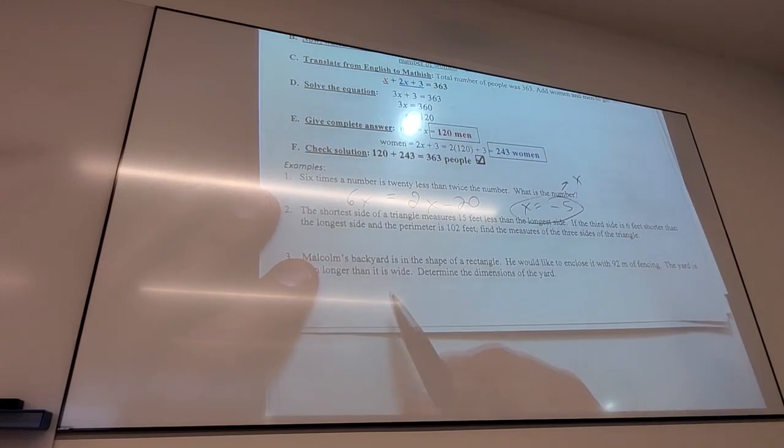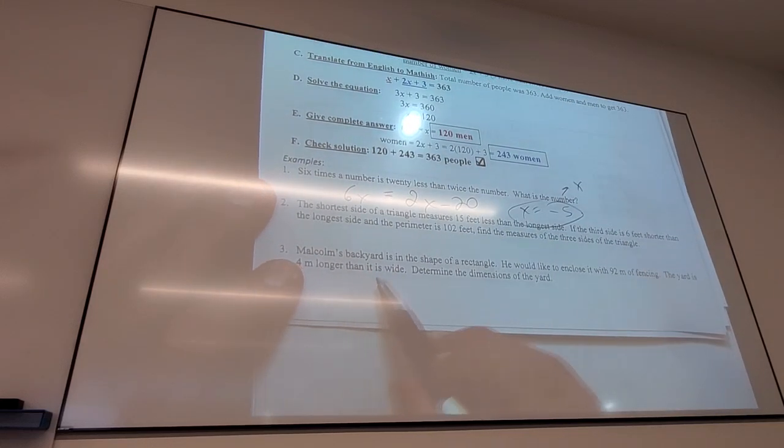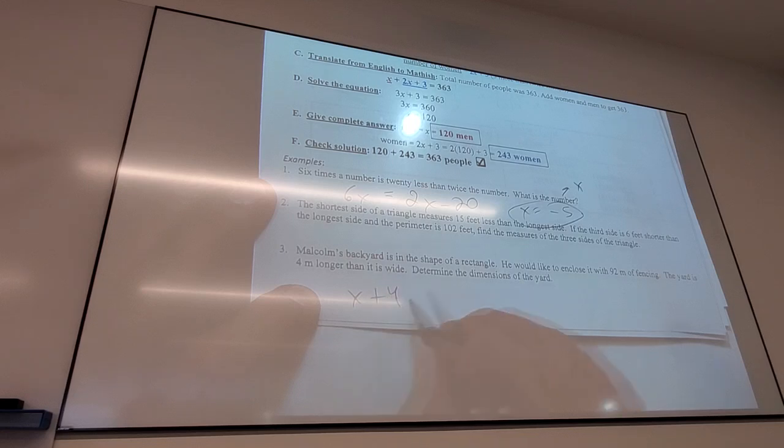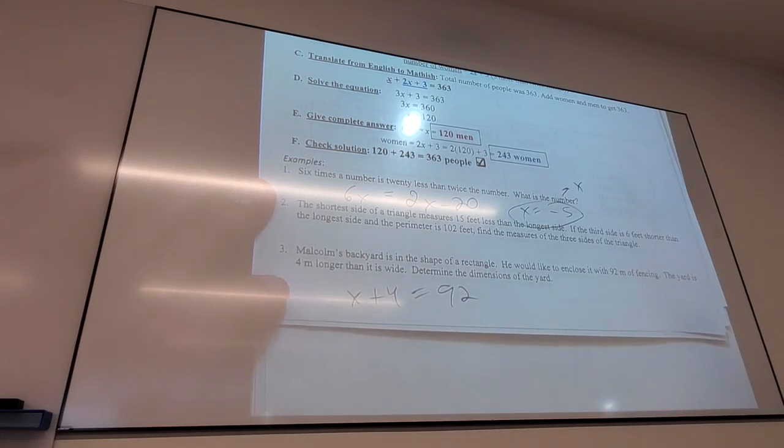Here's what I see students do. So Malcolm's backyard, he would like to fence it. The yard is 4 meters longer than it is wide. So x plus 4 equals 92. Yay! What's wrong with that? That's not a rectangle. 92 is supposed to be the perimeter. And how many sides do I have equaling 92? One. I got one side.